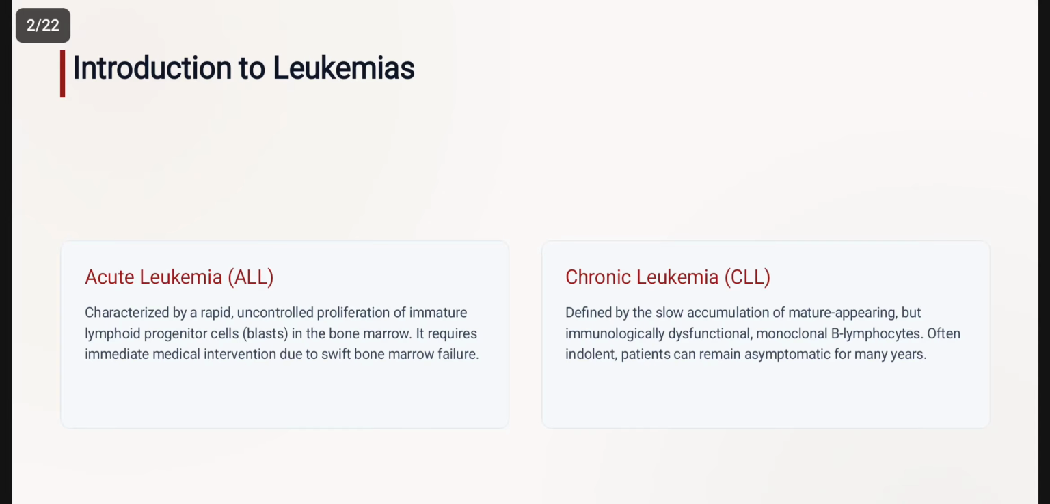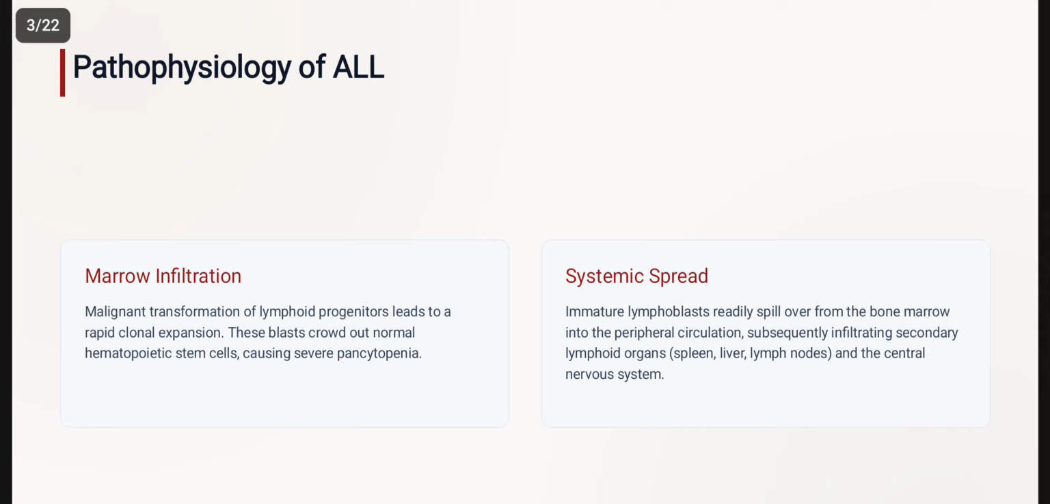Chronic leukemia, CLL, is defined by slow accumulation of mature-appearing but immunologically dysfunctional monoclonal B lymphocytes. Often indolent, the patient can remain asymptomatic for many years.